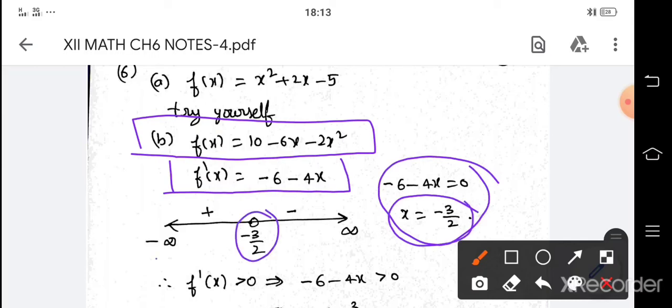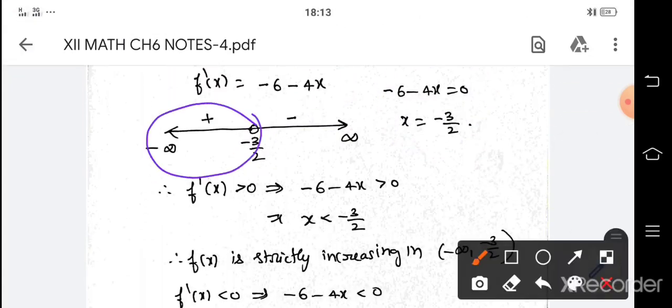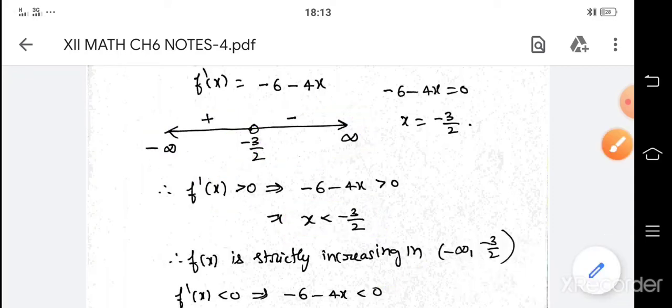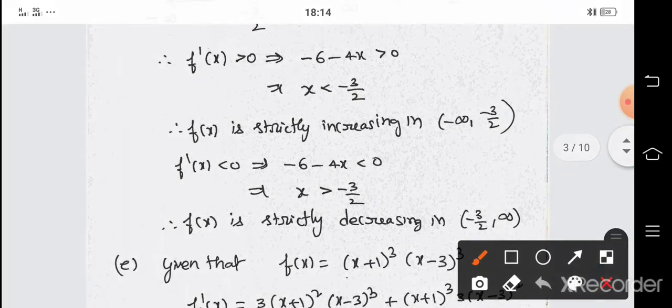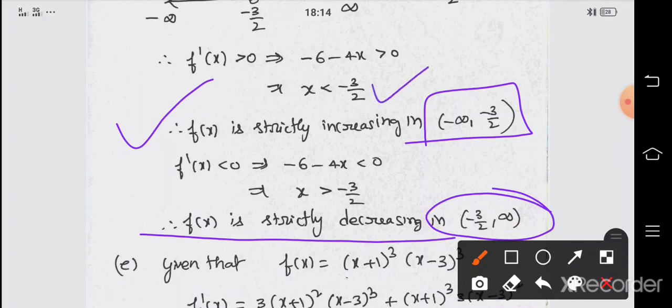Then minus infinity to minus 3 by 2 it will be positive, and minus 3 by 2 to infinity it is negative. Substitute a value in between to verify. Directly you can state that for x less than minus 3 by 2, f dash of x is greater than 0, and for x greater than minus 3 by 2, f dash of x is less than 0. So the intervals are minus infinity to minus 3 by 2 strictly increasing, and minus 3 by 2 to infinity strictly decreasing, or else you can solve the inequations to get the answers. Okay.